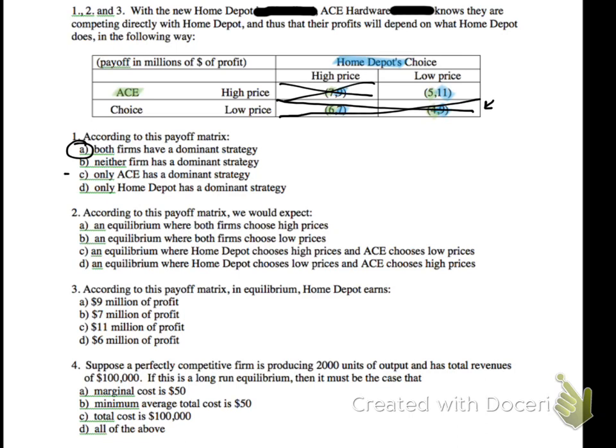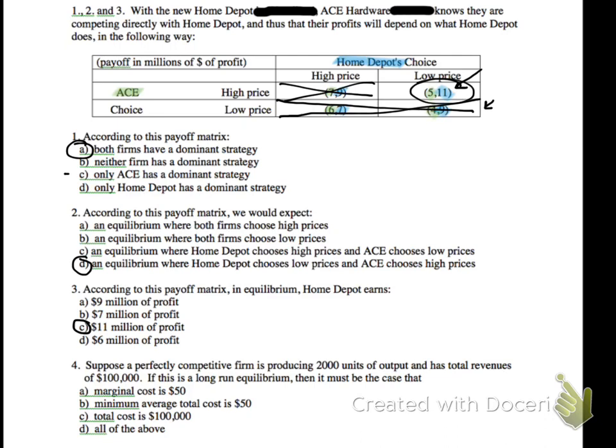So according to the payoff matrix, we would expect what? Well, we're going to expect there to be high prices for Ace and low prices for Home Depot. So that would be choice D. And then, according to the payoff matrix, at equilibrium, Home Depot earns what? This is the Nash equilibrium as it's called, if you're familiar. It's just what the outcome is going to be for what each company chooses to do. So we look at Home Depot, and that is in blue, so their profit is 11 million. So now we're done with the payoff matrix. Let's get into this other stuff here.